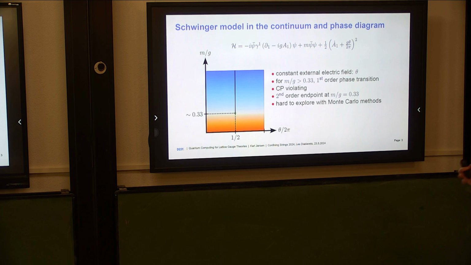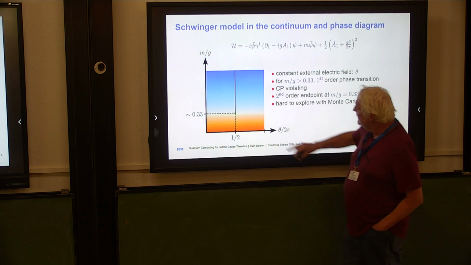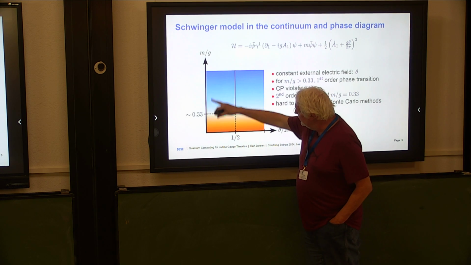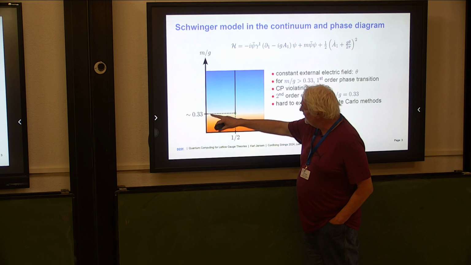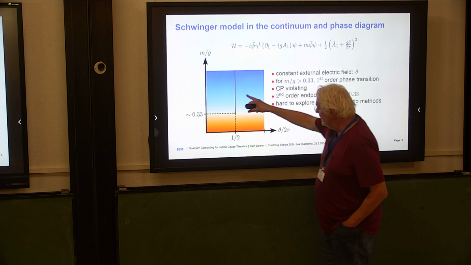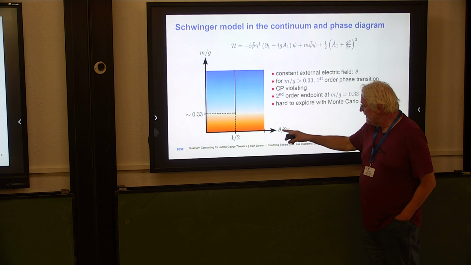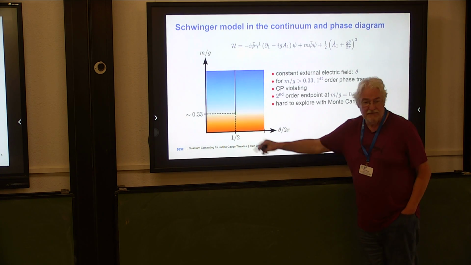And this model is interesting for us for quantum computation because it has a phase diagram where you plot the mass divided by the coupling, and if this is larger than roughly 0.33, then you have a first order phase transition at a certain value of theta, in units of 2 pi, which is at a half.